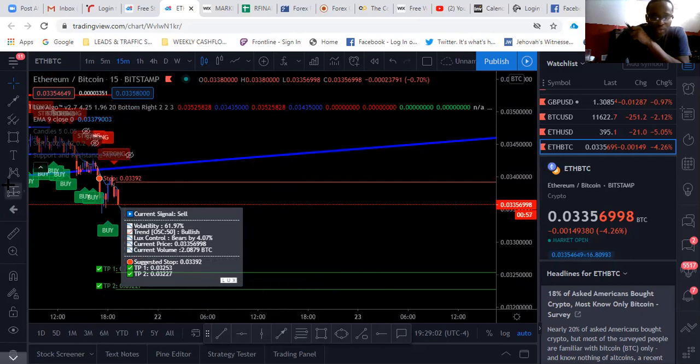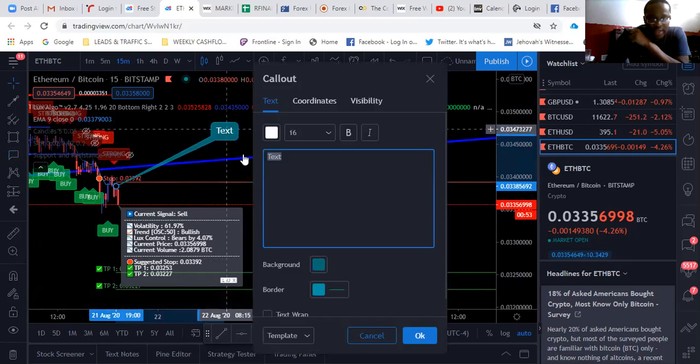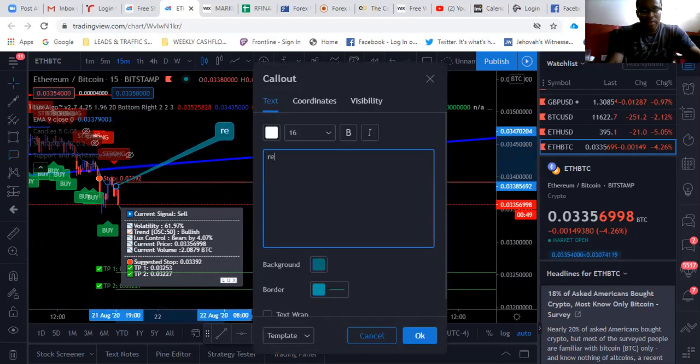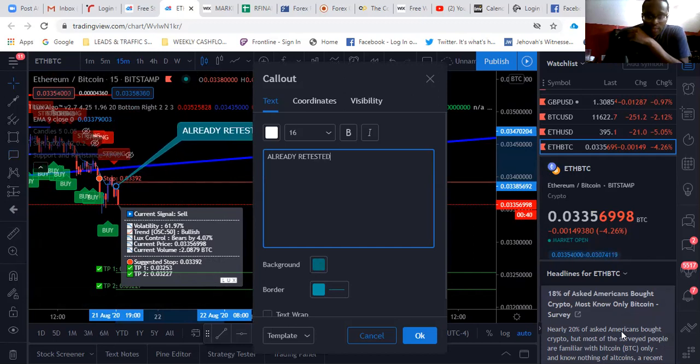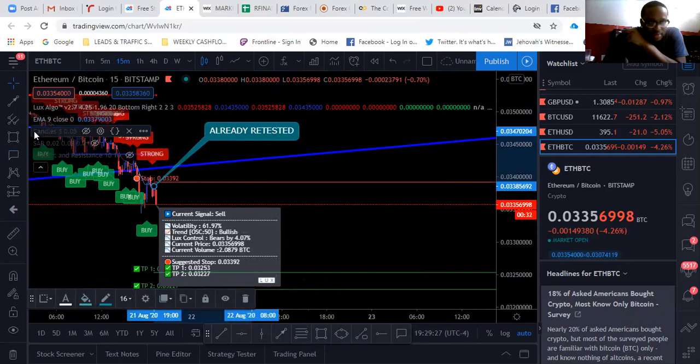This is a downtrend. So what I'm going to do here is I'm going to make a note of this, and I'm going to say already retested. All right. So now we're going to put that there. So it's letting us know, the market has already let us know that it has retested and went into a downtrend.